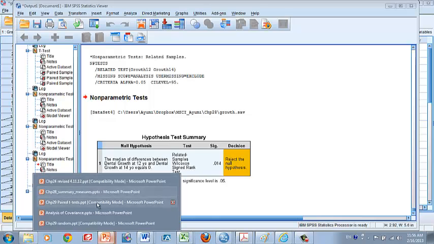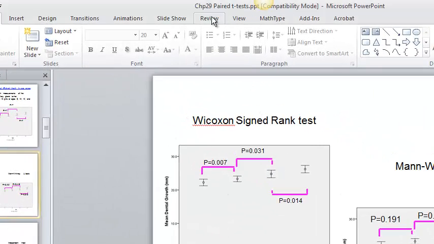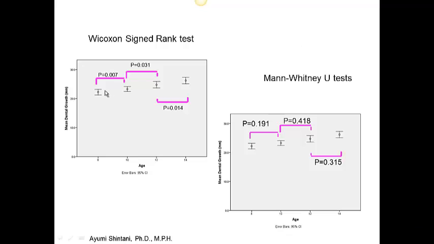And let's go back to the lecture note. As you see, when we compare age 8 and age 10 within girls, the p-value is 0.007 with the Wilcoxon signed rank test, which is a test to consider pairs. 10 and 12, the p-value is 0.031, and 12 to 14, the p-value is 0.014. And if you mistakenly ignore the nature of pair in the data, or nature of repeatedness in the data, your p-value would be much larger. So 0.0191 between 8 and 10, 0.418 between age of 10 and 12, and 0.315 between age 12 and 14.